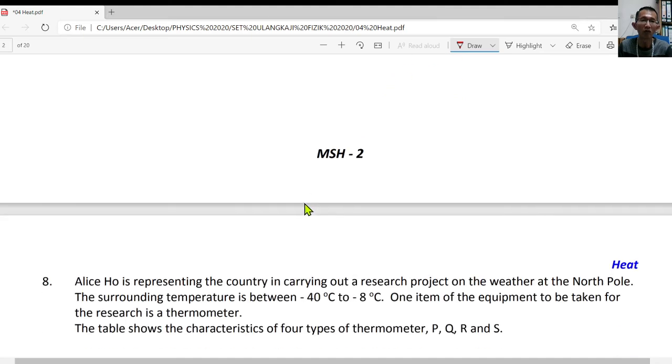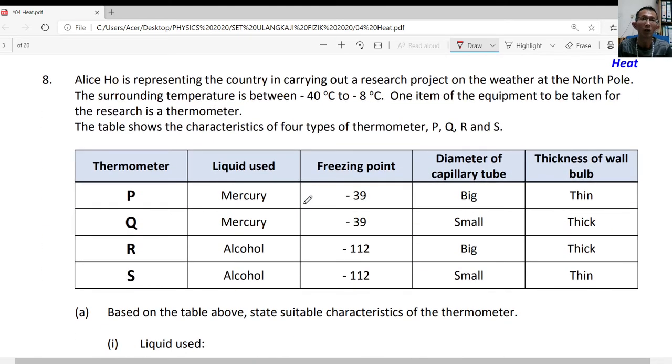We move on to question 8. Now I have Alice Ho representing the country for a research project on the weather at the North Pole. The surrounding temperature is negative 40 degrees Celsius to negative 8 degrees Celsius. One item of equipment to be taken for the research is a thermometer. Here you are given 4 types of thermometer, P, Q, R, S. Based on the above table, state suitable characteristics of the thermometer.